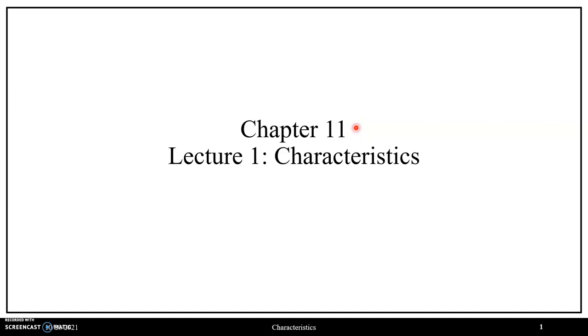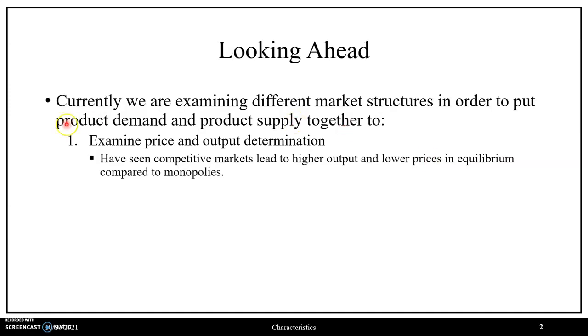In this video, we begin our discussion on Chapter 11, in which we go over the characteristics of an oligopoly. Looking ahead, currently we are examining different market structures in order to put product demand and product supply together, in order to examine price and output determination, where thus far we've seen competitive markets lead to a higher amount of output at a reduced price point in equilibrium compared to that of the monopoly market structure.